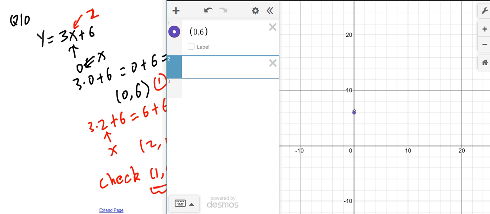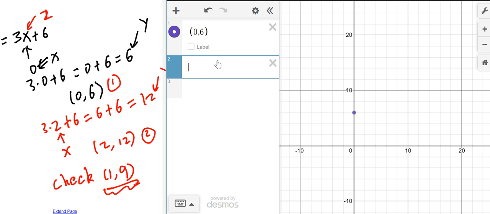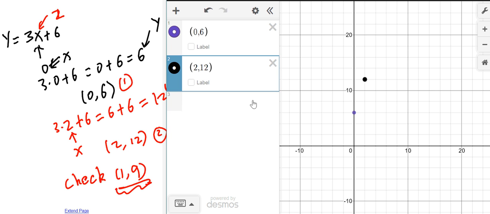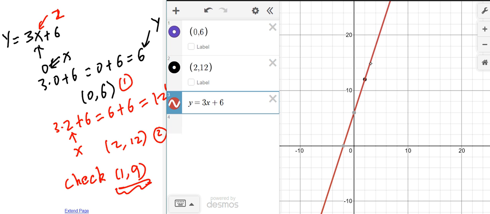It shows up with this point already on the x and the y axis. The second point is 2, 12. So you may do 2, 12. That's the black point. And then you may draw the graph. That's y equals 3x plus 6. So y equals 3x plus 6. You see, then this line shows up, and which goes through those 2 points.